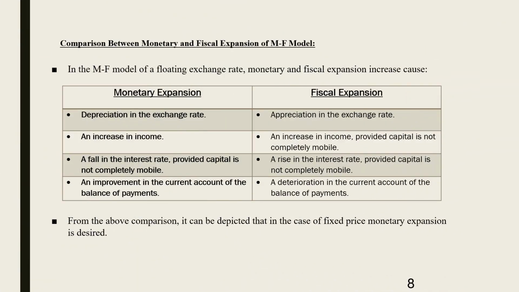There is a comparison between monetary and fiscal expansion. In the monetary expansion, there is a depreciation in the exchange rate, and in the fiscal expansion, there is an appreciation in the exchange rate. There is an increase in income in both monetary and fiscal expansion, but there is a fall in interest rate in the monetary expansion and a rise in the interest rate in the fiscal expansion. We can also see that there is an improvement in the current account balance in the monetary expansion and a deterioration of the current account balance of payments in the fiscal expansion.